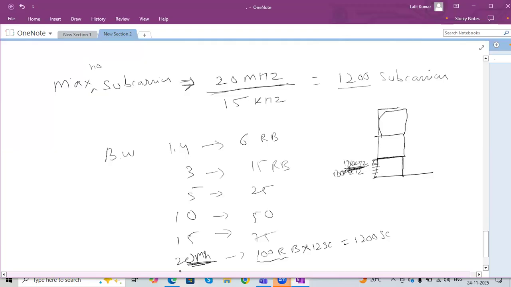So if you want to calculate how this 100 came, you can do it from 20 megahertz. In one block there are 12 subcarriers, so I will divide by 12? No, if you divide by 12, it won't come. I think I have to divide by 180 kilohertz. And how much will it come?